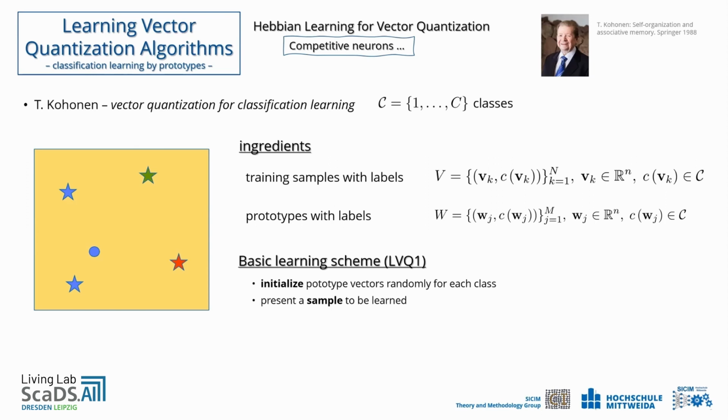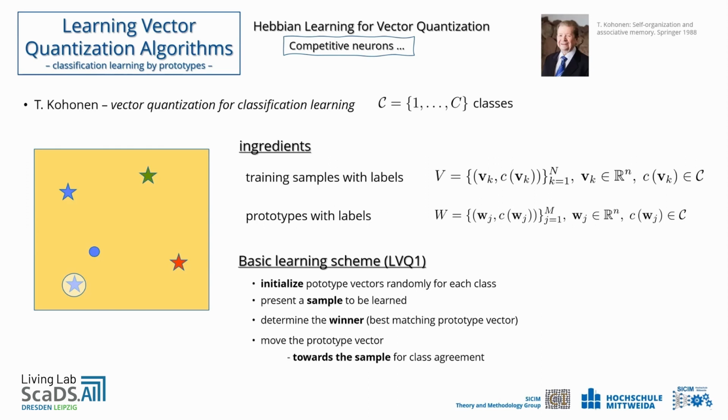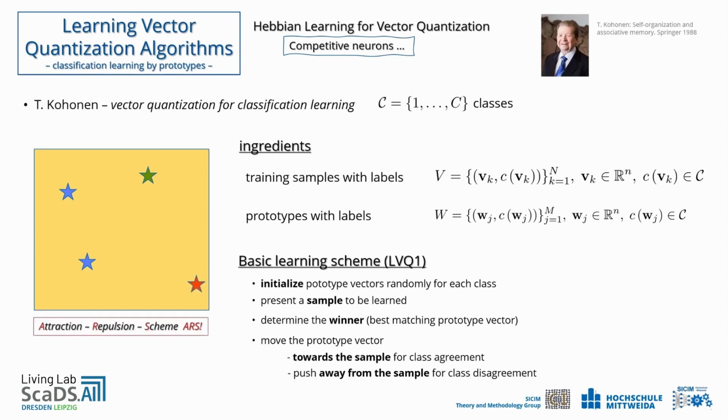Then we determine the current best matching prototype. And if we have a class agreement between the training sample and the winner prototype, then we move the prototype towards the data sample. If we have a disagreement between the best matching prototype and the presented training sample, then we push away the prototype. And this is the so-called attraction-repulsion scheme, which is the basic understanding of learning vector quantization in all vector quantization models.